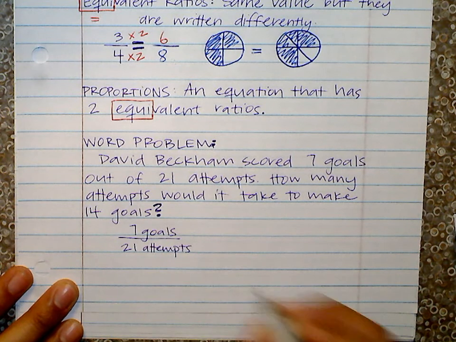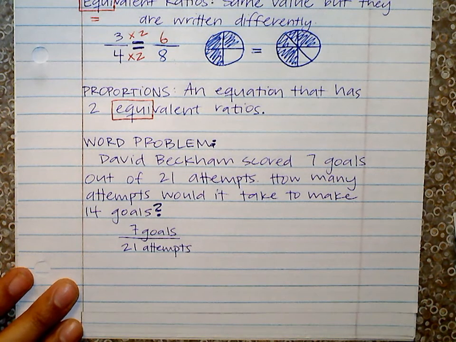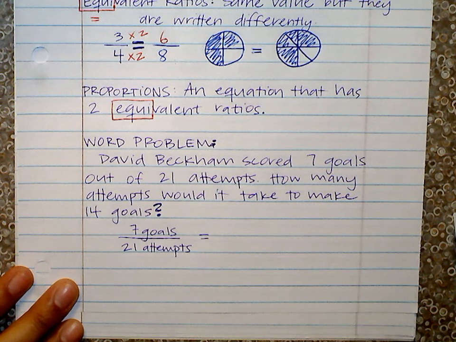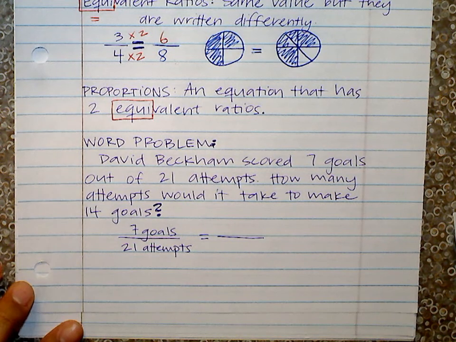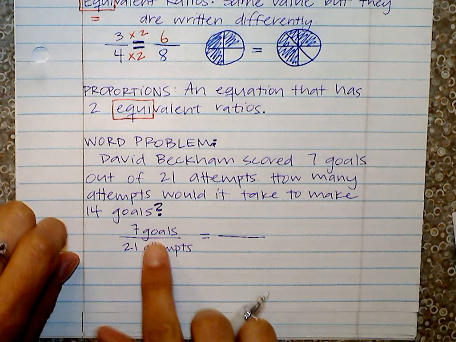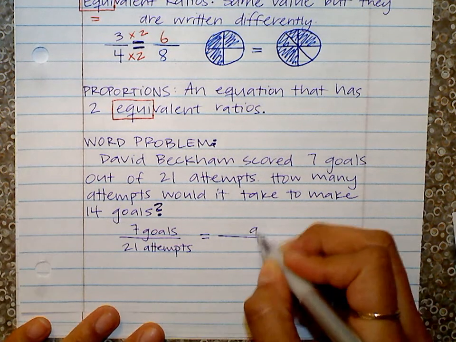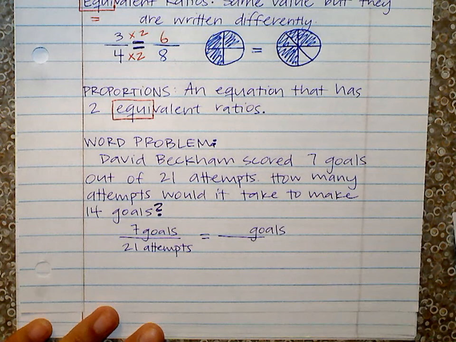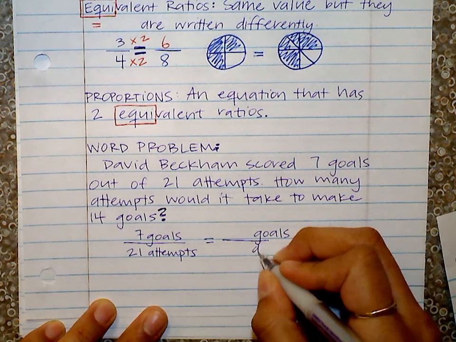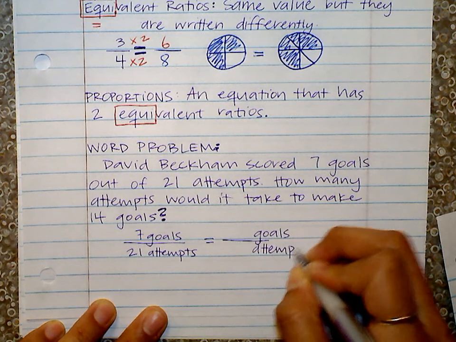Now, remember, it's a proportion. It has an equal sign. And we want to go ahead and start our other ratio. Now, labels are important. And if we've got goals on the top, well, what do we have on the other side? Goals on top. And if we had attempts on the bottom on here, where do they go on the other side? Attempts on the bottom. Man, I just made my life easier.